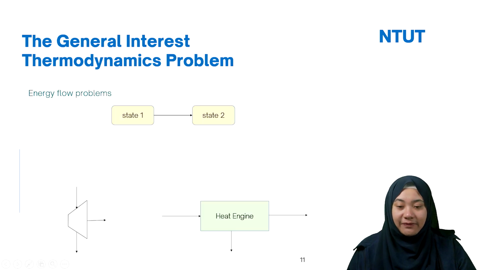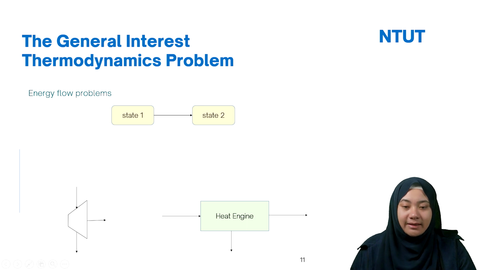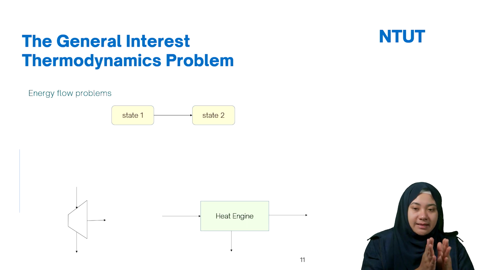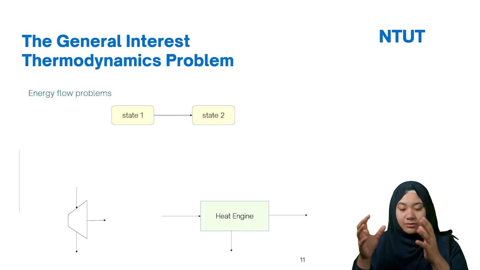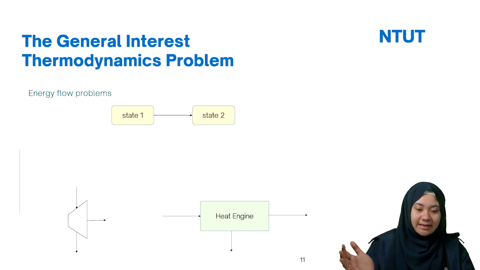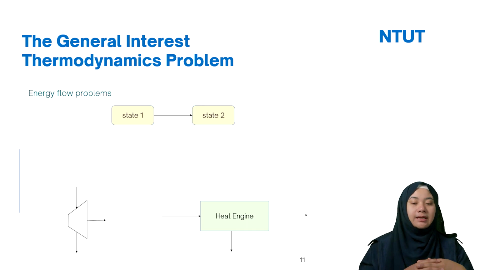Okay, so here we have the typical general interest for thermodynamics problems. We have energy problems here. You have state 1, and then we want to produce state 2. Normally, thermodynamics is just regarding conditions: condition 1 goes to condition 2. So how efficiently do you change the energy from state 1 to state 2? We calculate H1, T1, P1, then you have H2, T2, P2.